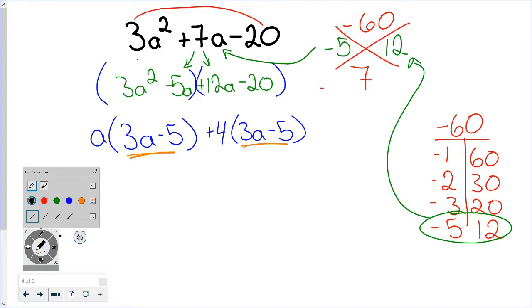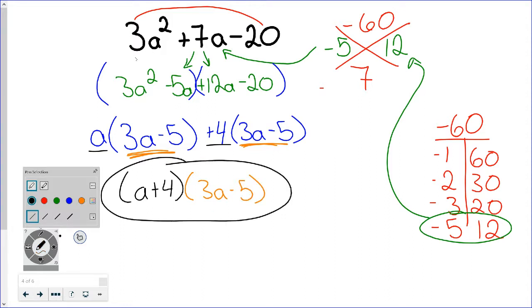So the stuff that came out of each is going to be one factor, a plus 4. And then the inside stuff that already matches needs to be the other factor, 3a minus 5. Cool. So this is our final answer here. But remember, if you're doing the new stuff, you'll actually have it equal to 0, and then you could set each of these factors equal to 0. So that's kind of the new step.